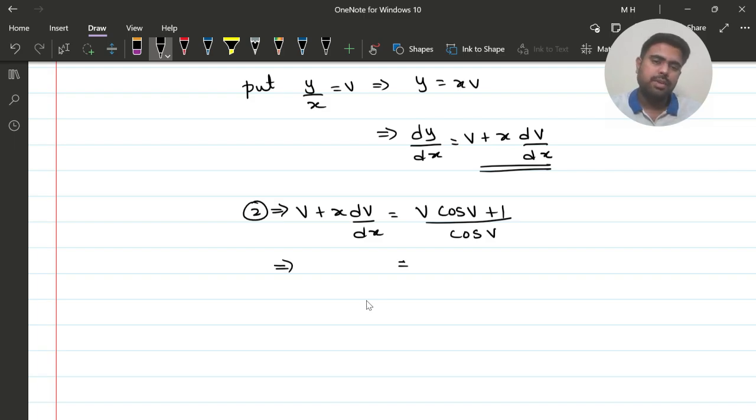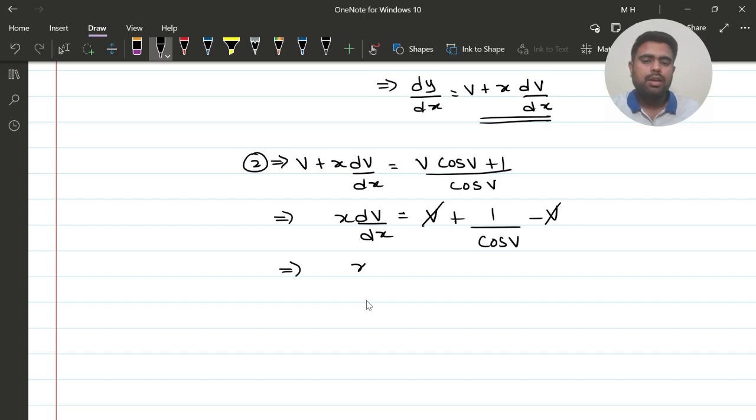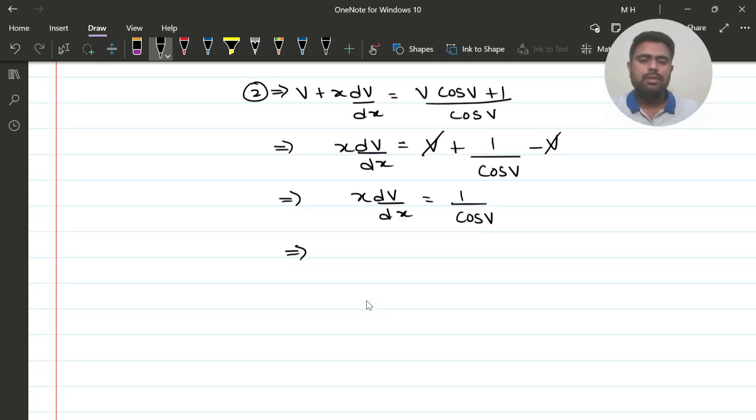So I'll bring this v to the other side, because every term here is in terms of y, so v. Therefore x dv by dx equal to, splitting it first, v cos v and cos v will get cancelled out, plus 1 by cos v. This plus v, if it comes to the other side, will be minus v. V and v get cancelled out, so I get x dv by dx is equal to 1 by cos v. Taking v on this side, I will get cos v dv is equal to 1 by x dx.